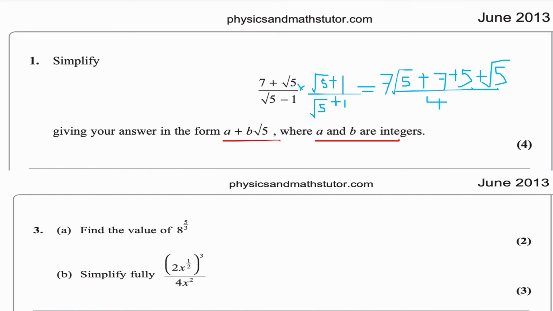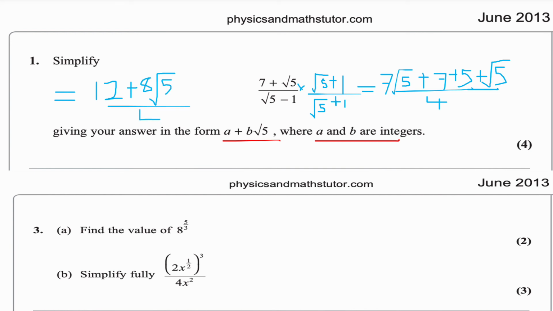Collecting my like terms on the numerator part of my fraction. So collecting all the surds together and all the numbers together. So 7 plus 5 goes to 12. 7 root 5 plus root 5 goes to 8 root 5. And that's all divided by 4.